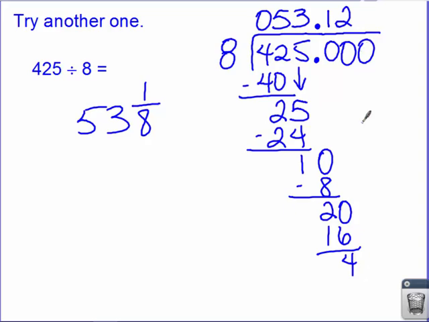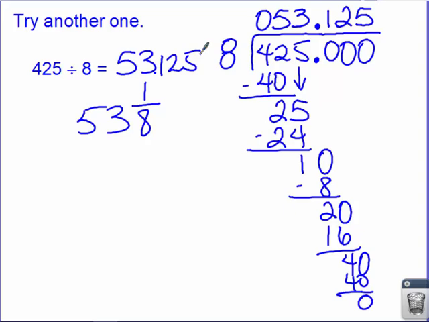Okay, so I bring this last zero down, the last zero that we added. We get 8 goes into 40, 5 times. 5 times 8 is 40 with a remainder of 0. So it did finally stop. So as a decimal, 425 divided by 8 will give us 53.125. And that's what we're talking about by division of decimals.